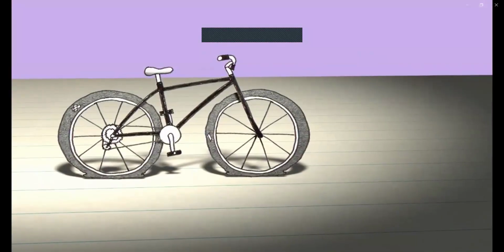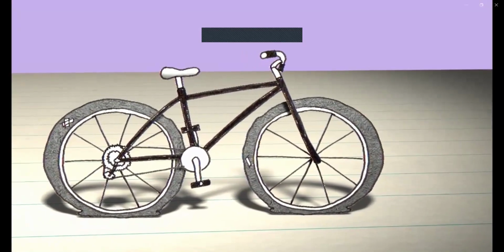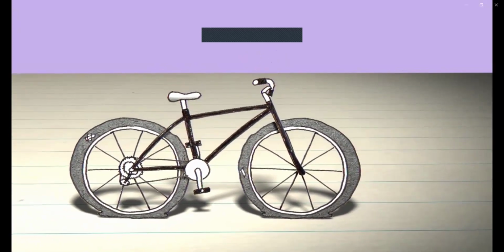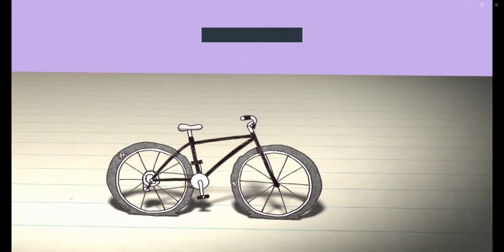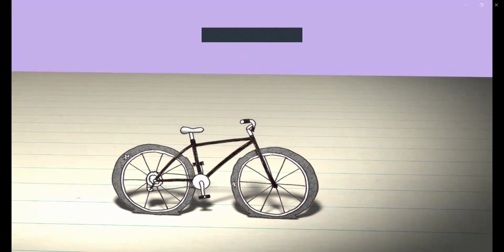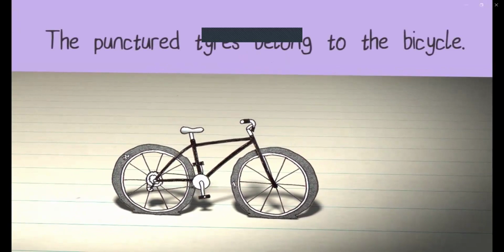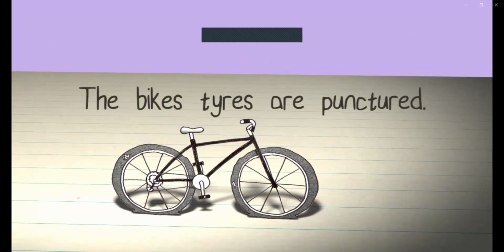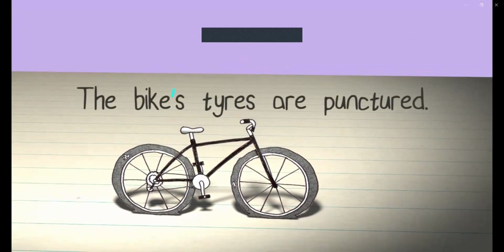Here's another example. We have a bicycle. It has 2 punctured tyres. The tyres belong to the bicycle. If we wanted to write that in a sentence, we could say, the punctured tyres belong to the bicycle. Or we could say, the bike's tyres are punctured. We know that the tyres belong to the bike, and to show this to the reader, we place an apostrophe followed by an S after the bike. The bike's tyres. So, with this rule for apostrophes, you are always asking yourself, what belongs to what?